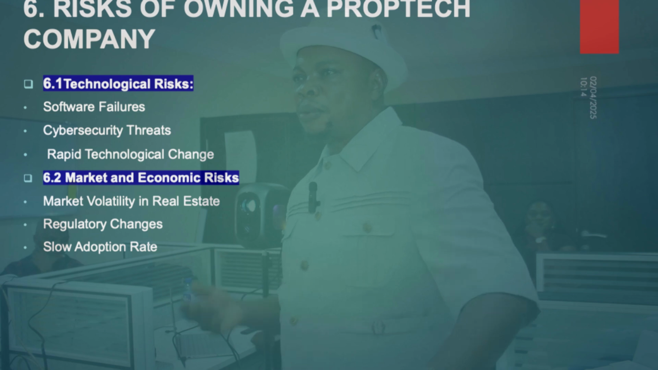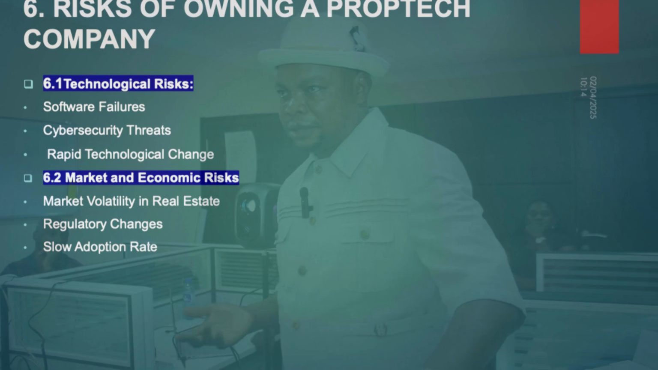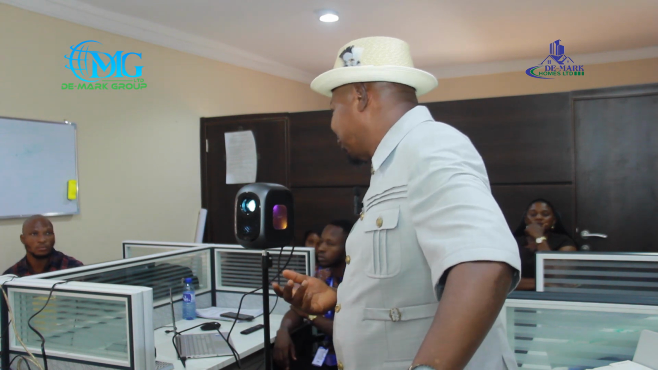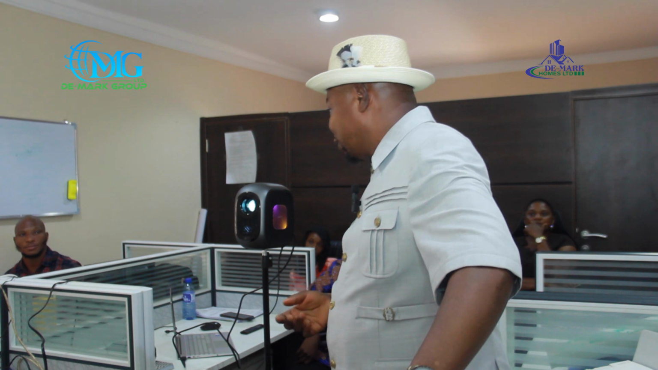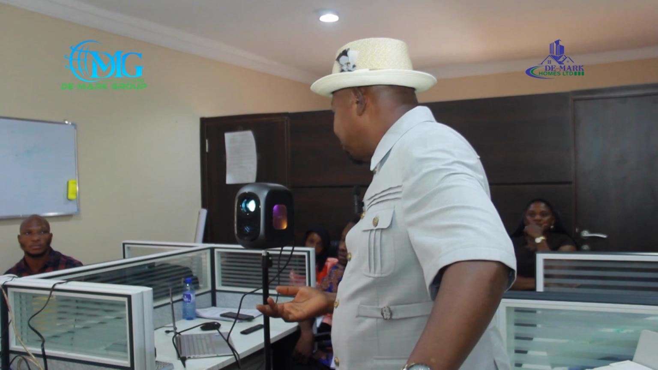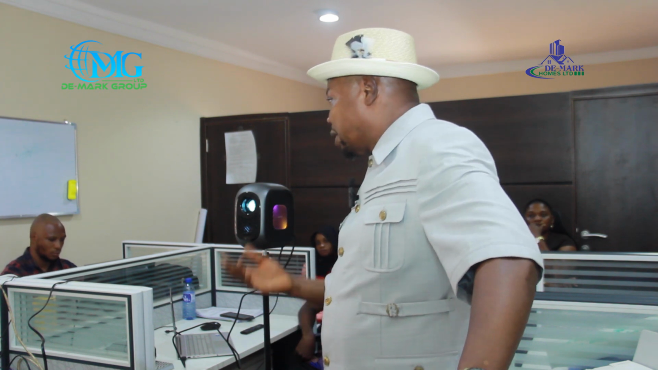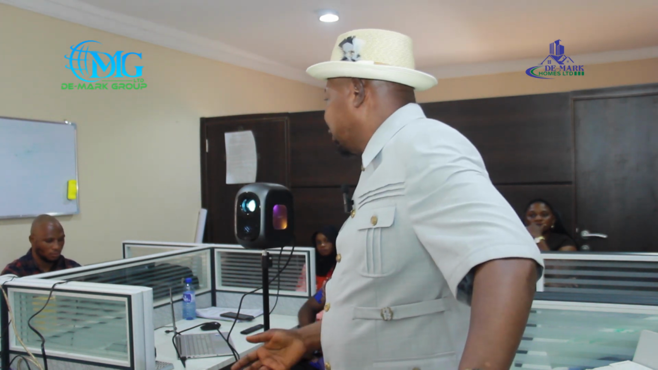So are there risks of a Proptech company? Yes, there are. Number 1 is technological risk. Under technological risk, you have software failures. Remember, you are using software, just like other software you are using in a company. There could be malfunction of the software. There could be bugs. The software can crash. Imagine after developing a software, you are using it, you have a user base, you have people's data, and the thing crashes. It's a risk.